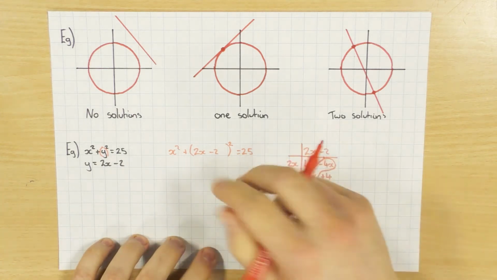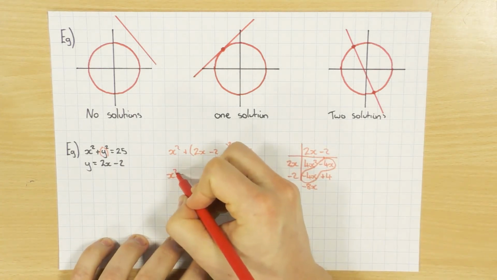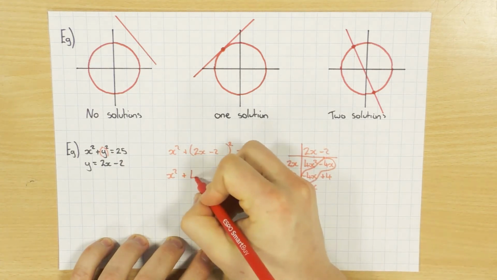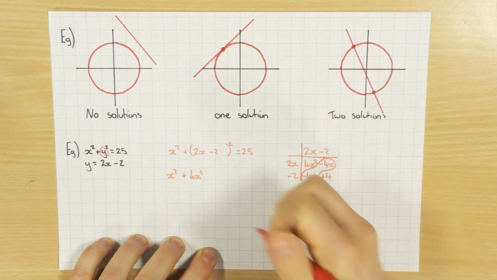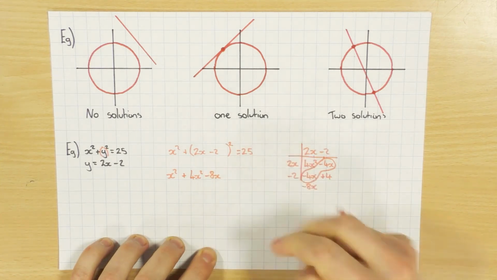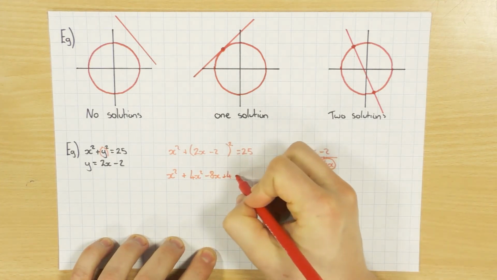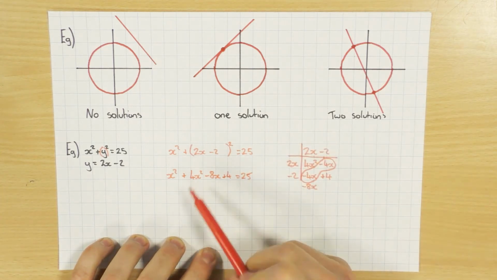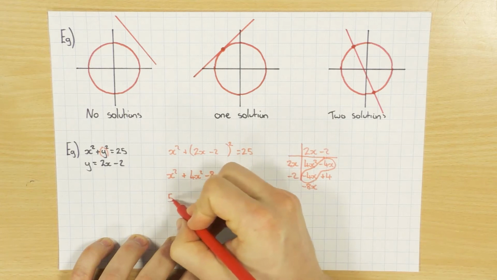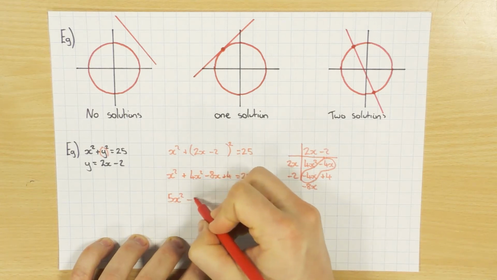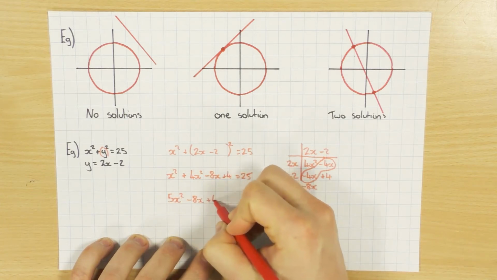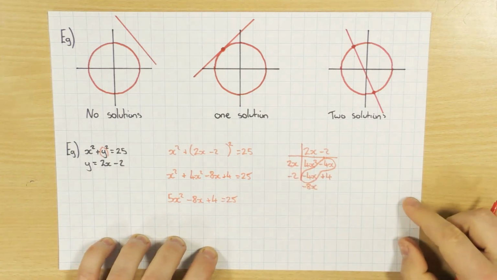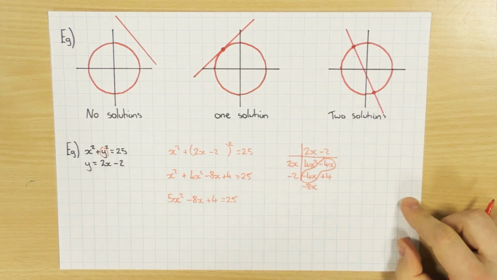So now I'm going to put all that back in. So I still have my x squared, plus, and then I'm going to have my 4x squared, my minus 8x, and my plus 4. And of course that still equals 25. Bit of tidying up, x squared plus 4x squared gives me 5x squared, minus 8x, plus 4 equals 25. Now you might be thinking this is very much starting to look like a quadratic, and you're bang on the money.